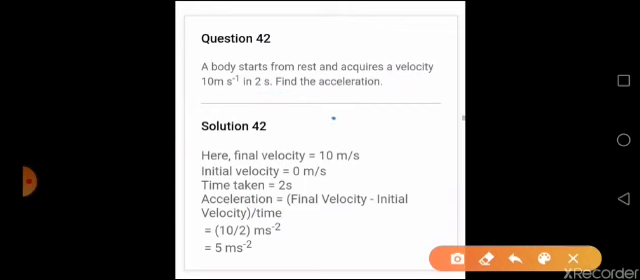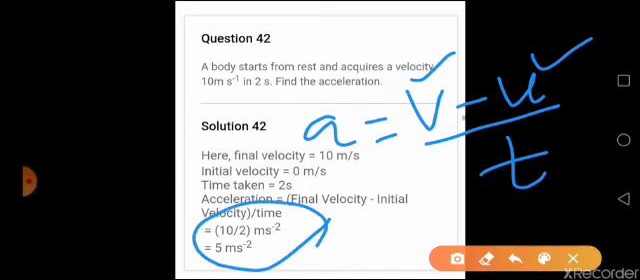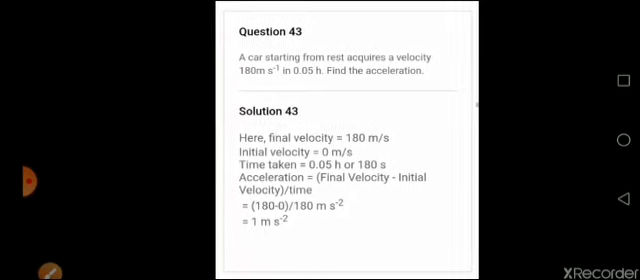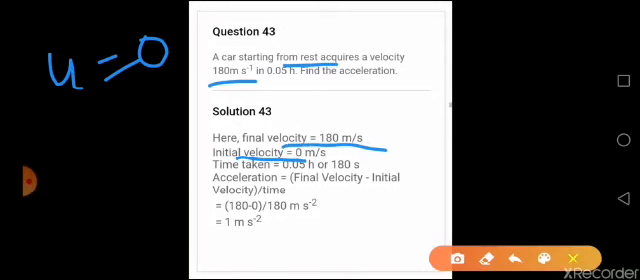Now for acceleration you have the equation a is equal to (v minus u) by t, or final velocity minus initial velocity upon time. So direct question you can solve it. So this is your question number 9. Now coming to question number 10. Here a car starting from rest. So automatically, since it starts from rest, u will be equal to 0, or your initial velocity will be 0, and then it acquires a velocity of 180 meter per second. That is your final velocity.